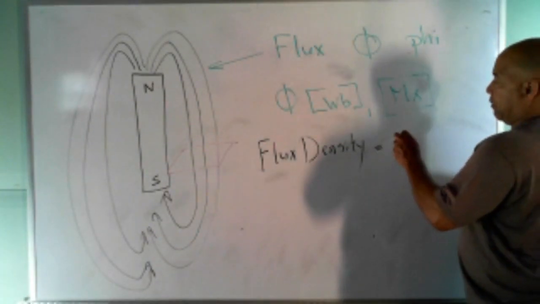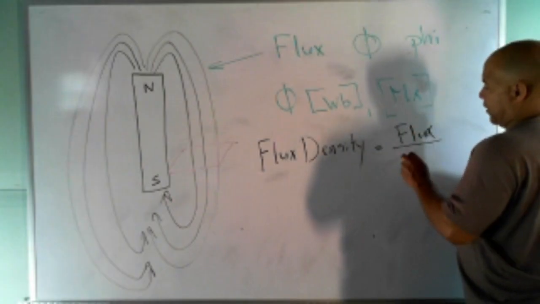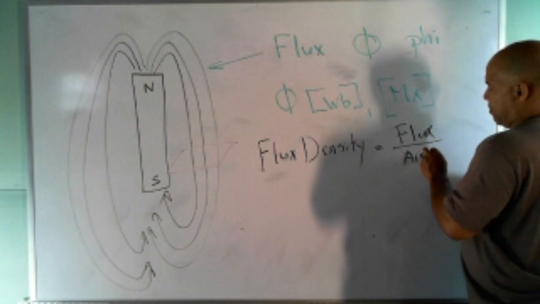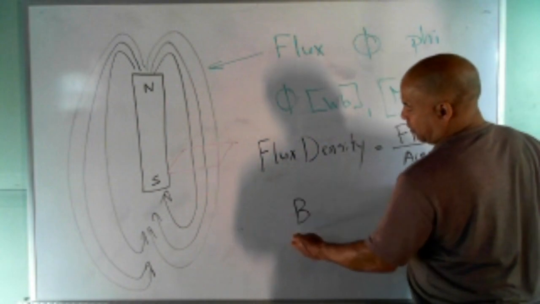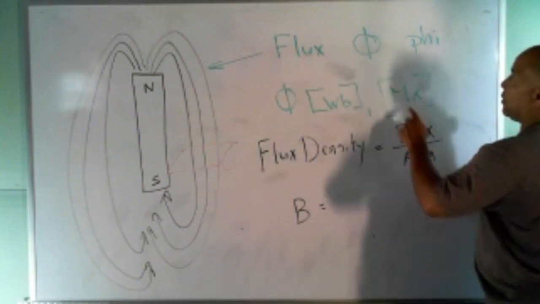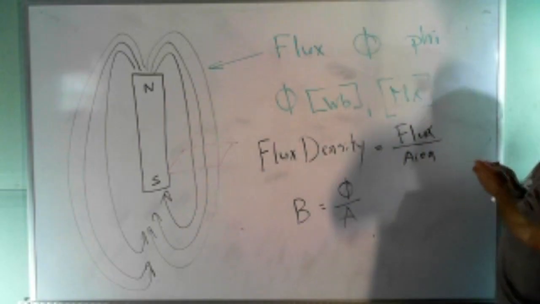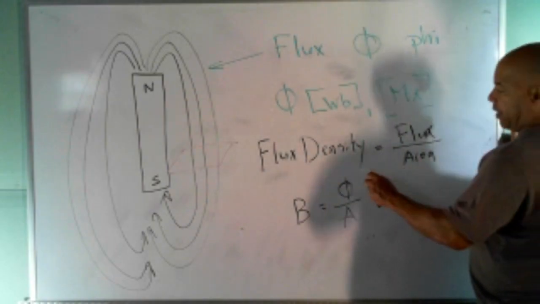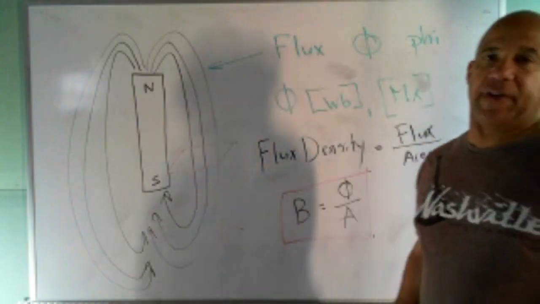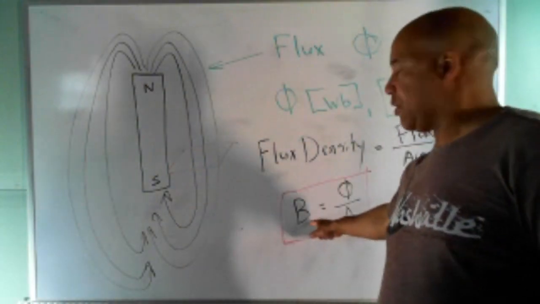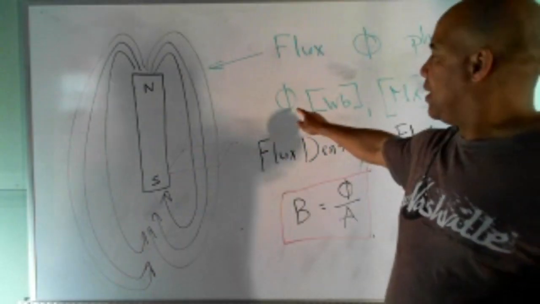It's the flux over the unit area. And when we say that, we use the symbol B for flux density. I don't know what the B stands for. Of course, we use Φ for flux and A for area. So when we were in DC, I gave you this formula right here for flux density. And when you talk about the magnetic field, that's what you're talking about. You're talking about the flux density. Usually, you don't mean flux. You could, but usually you mean flux density.